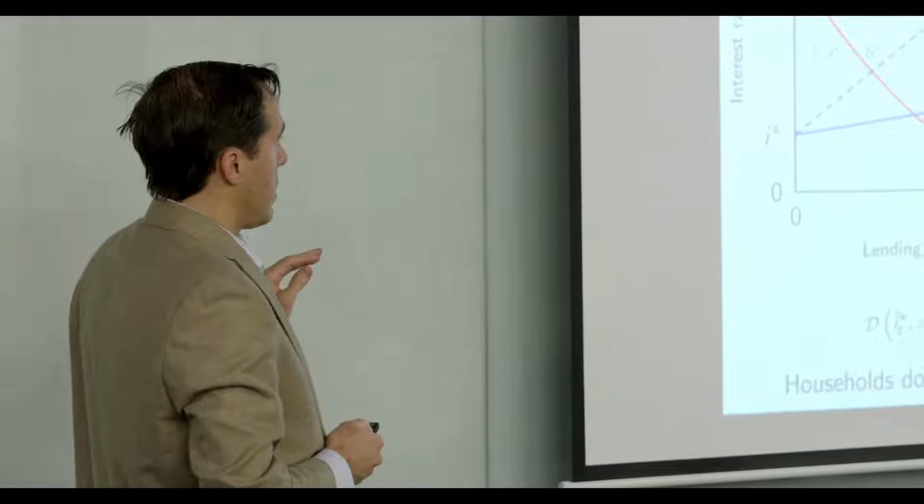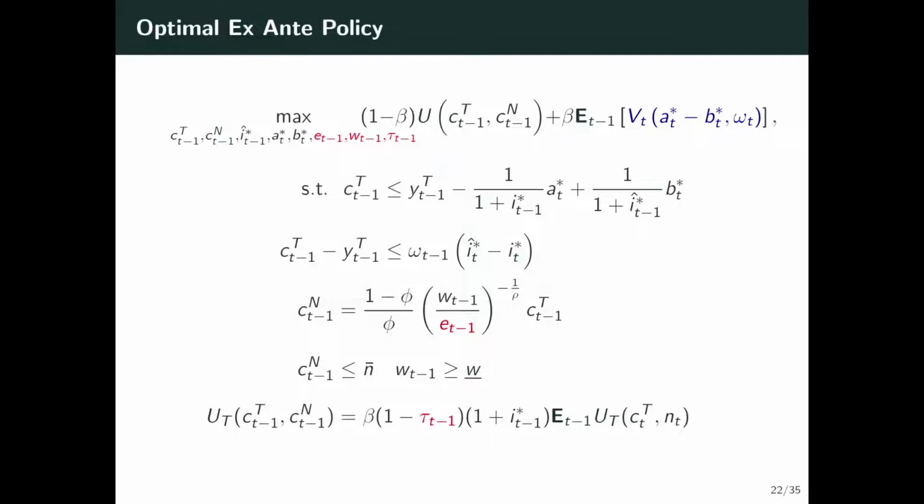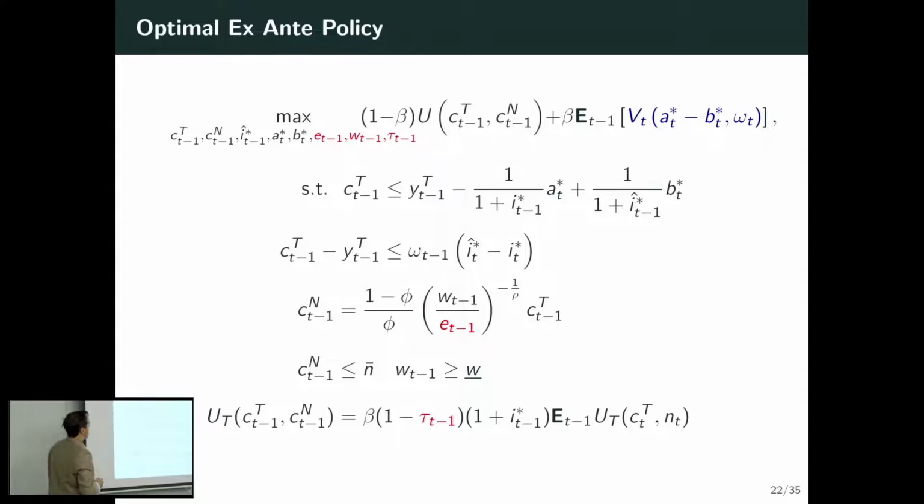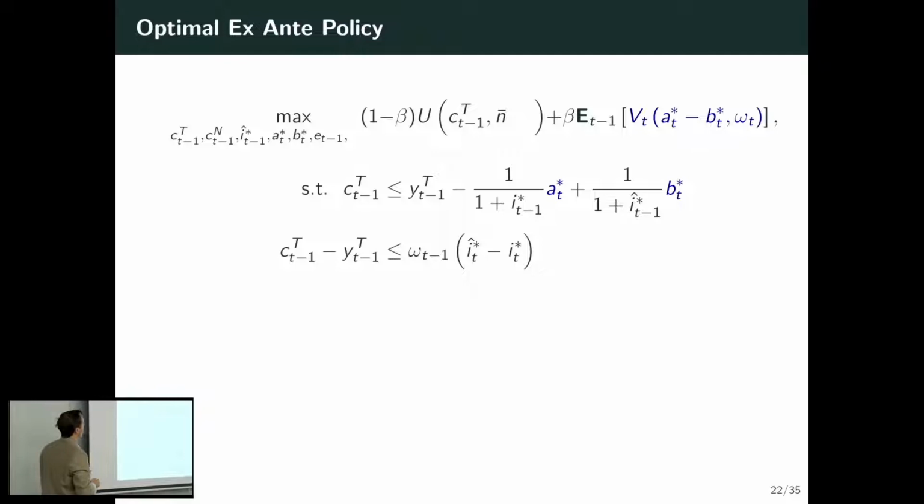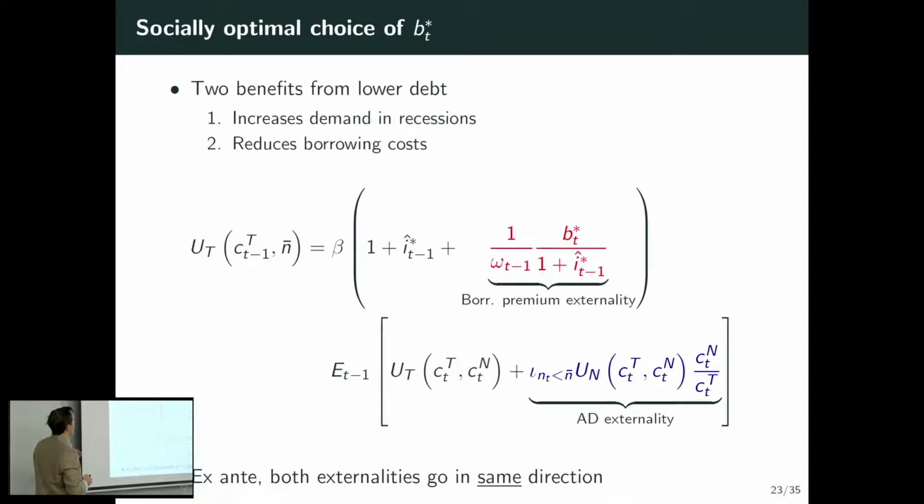So formally, this is what the problem is going to look like. Now I'm putting this tax at T minus one, and you can show formally how, if you solve this problem, you end up basically with the following. Now, this is again the first order condition for the central bank. And now you can see that these two wedges that appeared before are both on the right-hand side.